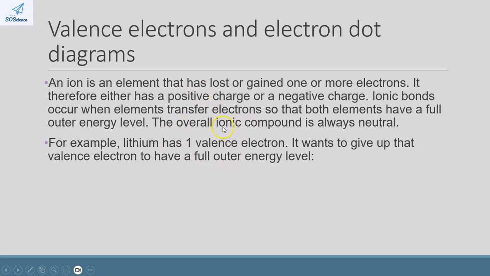Lithium has one valence electron. Now, we know that because we know that lithium exists in the first column of the periodic table. And as we work through these sections, we always have to have a periodic table in front of us that's labeled with all the relevant information. Now, lithium wants to give up that valence electron because by giving up that valence electron, then its outermost energy level will be full. So by getting rid of this valence electron, it will only expose its core electrons.